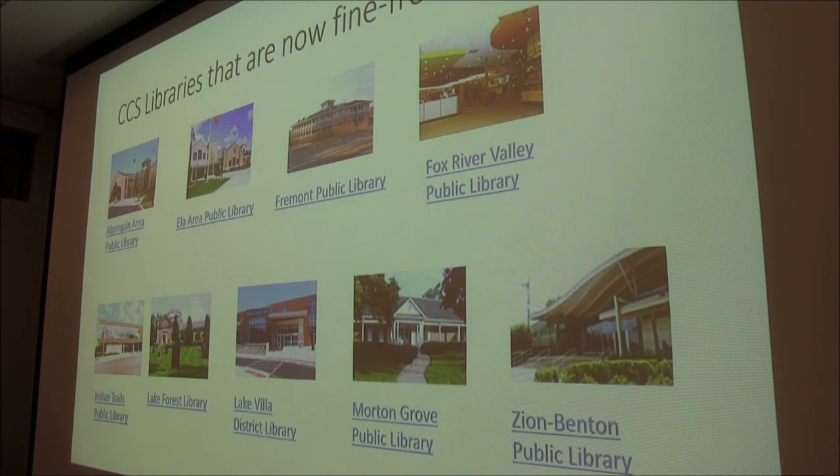So in CCS, our computer consortium, there are now 9 libraries that have gone fine-free, most of them in the last year, but a few even before that. When we did a poll at the last governing board meeting, we found that virtually everyone was looking at going fine-free, to the point where the question was even raised: would the consortium as a whole become fine-free? I think people in general did not like that idea. We like the individual boards to be able to make decisions about things, particularly things about revenue. But all of these libraries are now fine-free.